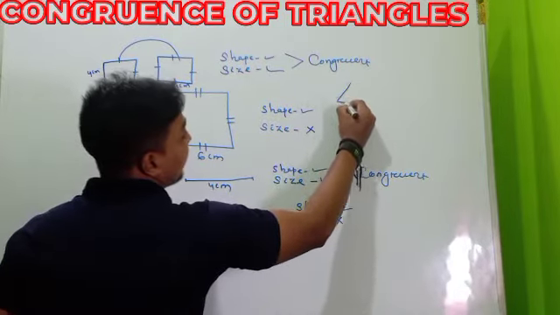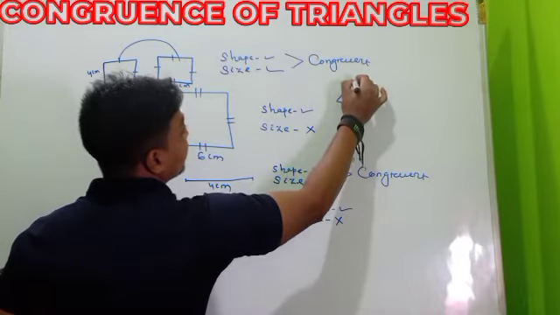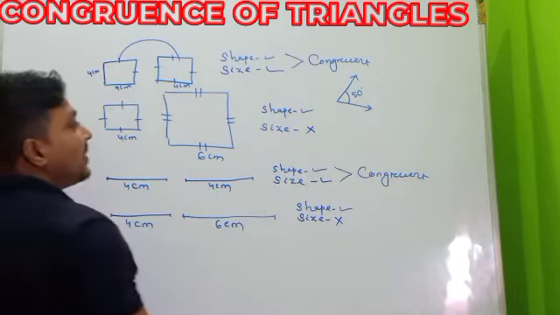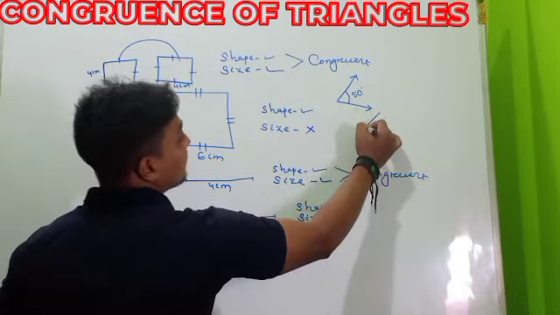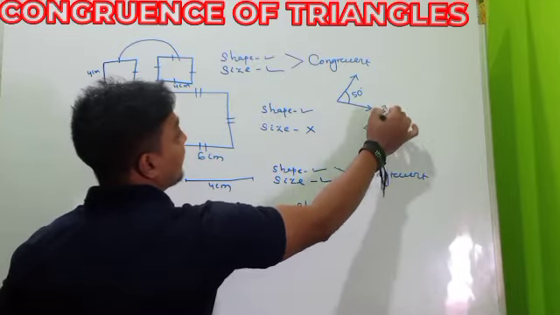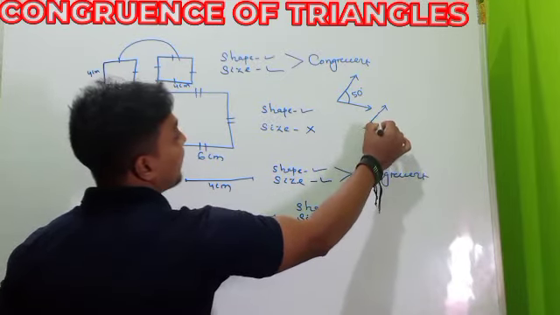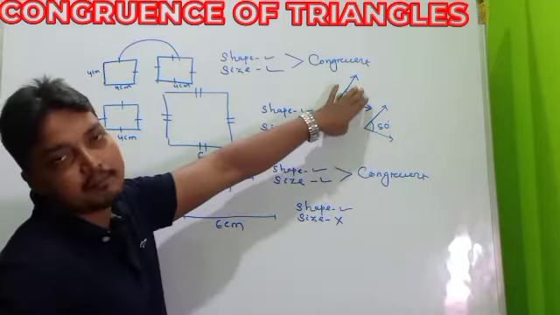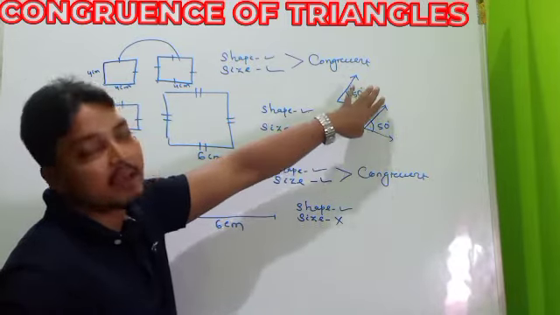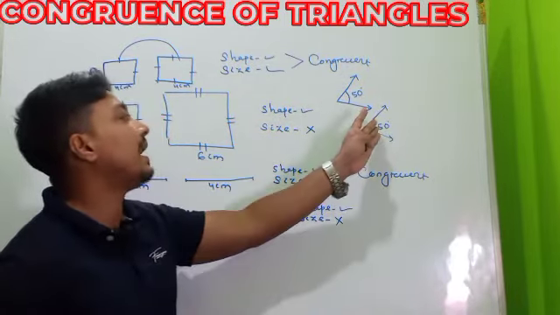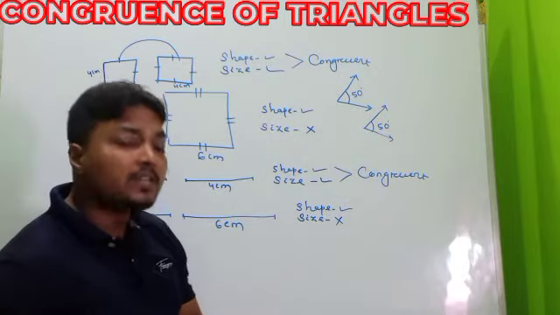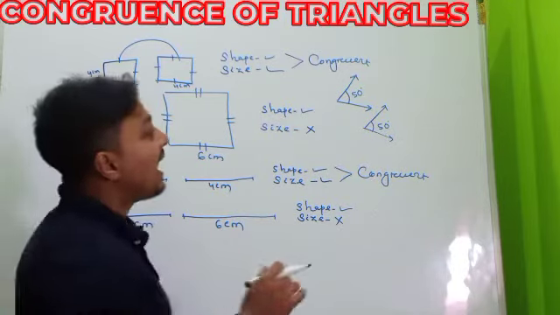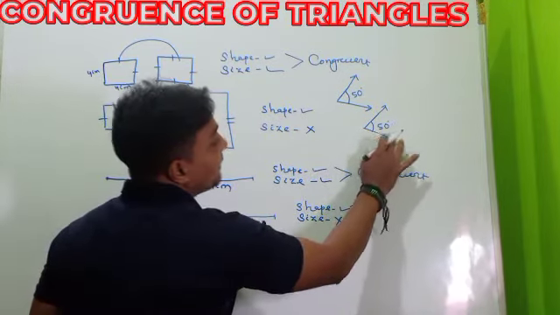Everyone see, here is one angle. Suppose its angle measure is 50 degrees. Here is also another angle whose measurement is 50 degrees. So both are angles, meaning they have the same shape, and the angle value is also the same. So both the angles we can call congruent angles. Another thing, remember, suppose this one is 50, this one is 50.